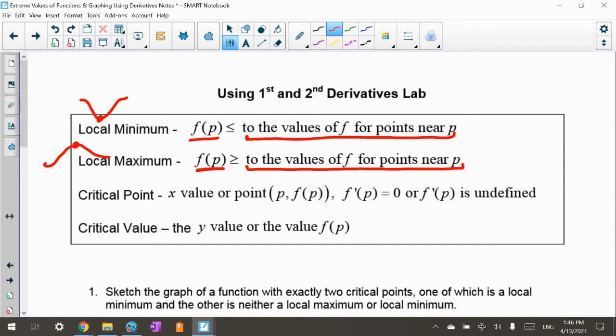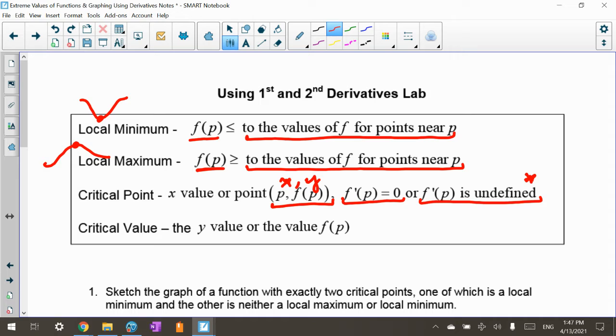Now, a critical point is the x value or point, and I told everybody in class that I'm going to do critical point as an xy value, so I actually want to know the y value, and we know that f prime of p is 0, or f prime of p is undefined. Now, this is really important. We haven't done a lot of these, but a critical point can be where it's also undefined. We've done a lot with the zeros, but we will practice this more, I promise, okay?